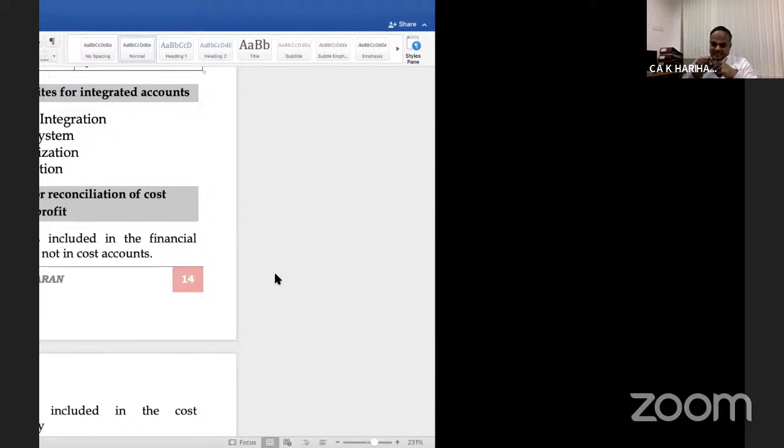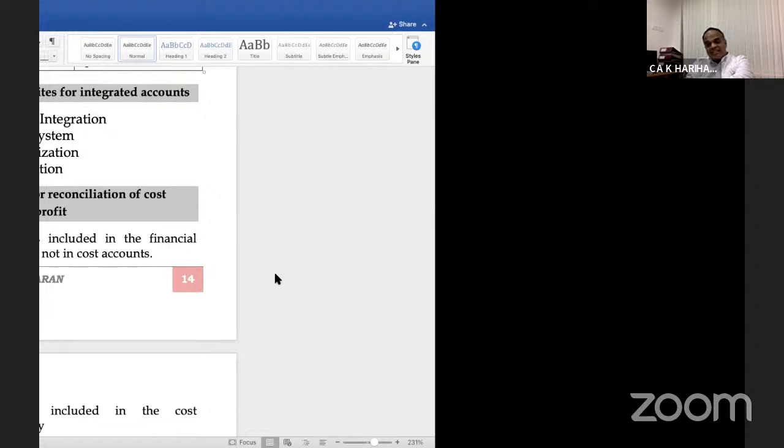Few items are applicable only in cost accounting but not in financial accounting. Notional interest is applicable only in cost accounting. The concept of notional will not arise in financial accounting, which uses actual data on the other hand.